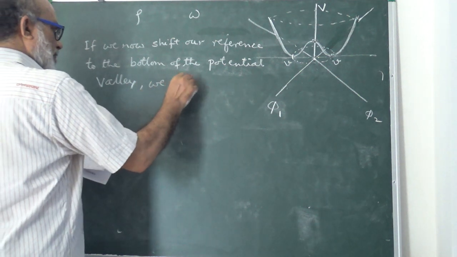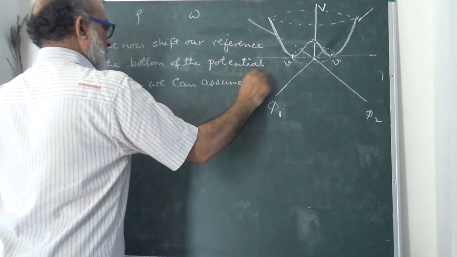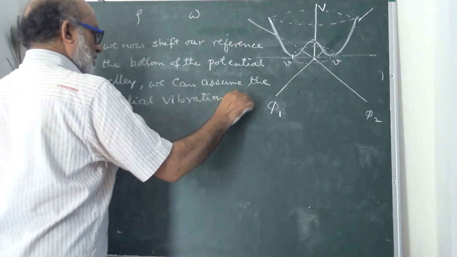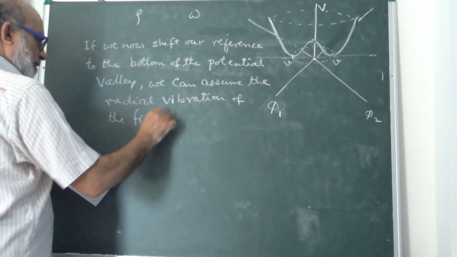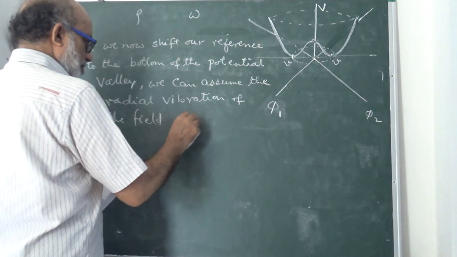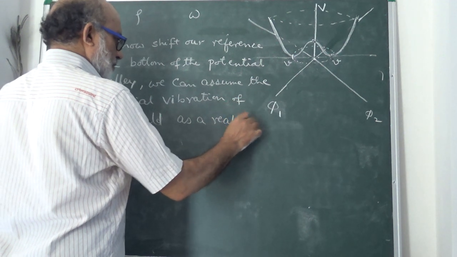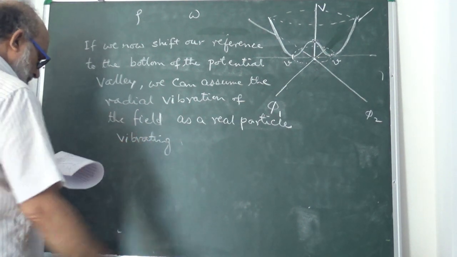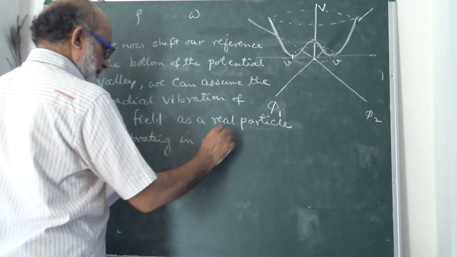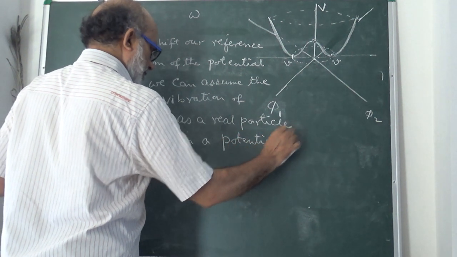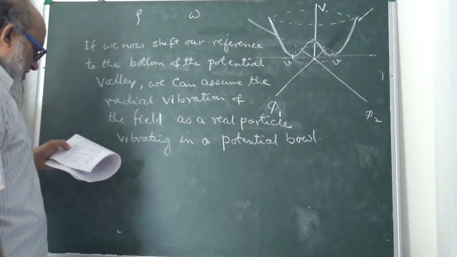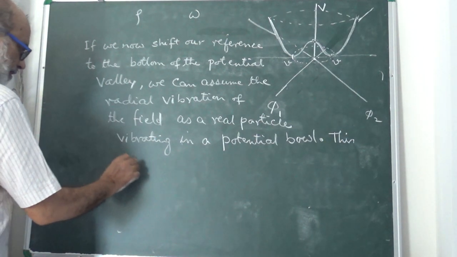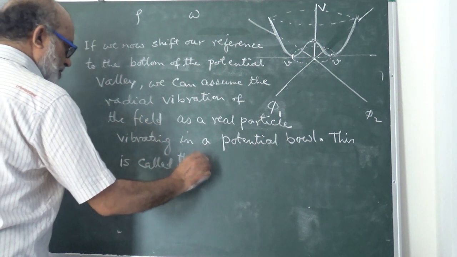we can assume the radial vibration of the field as a real particle vibrating in a potential bowl. This is called the Higgs particle. This real part is called the Higgs.